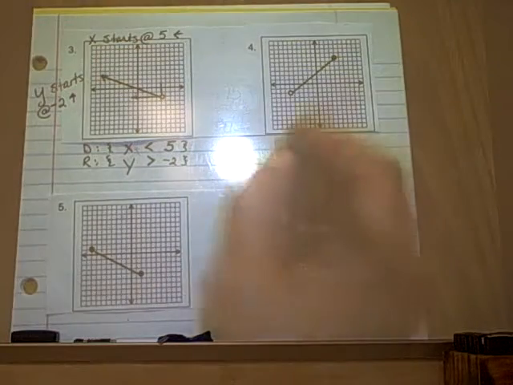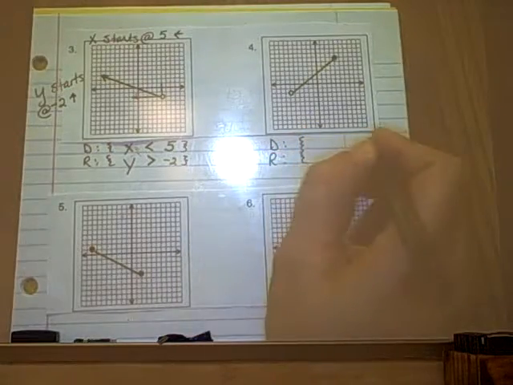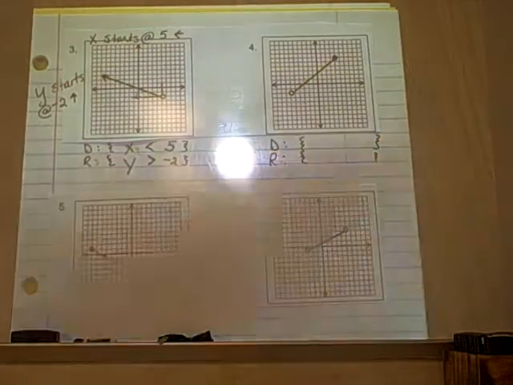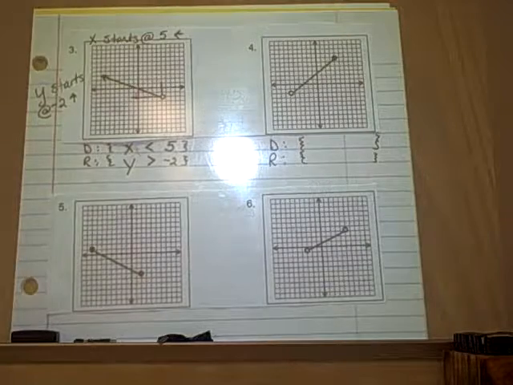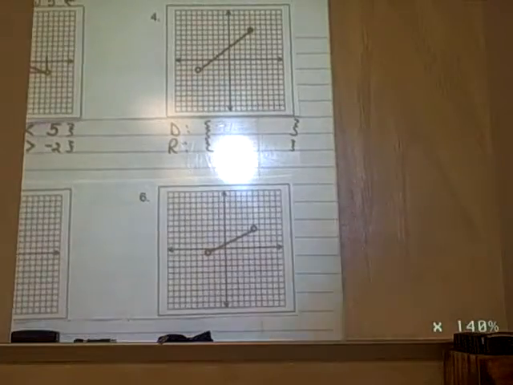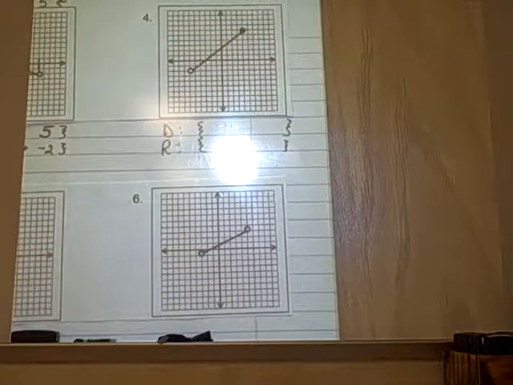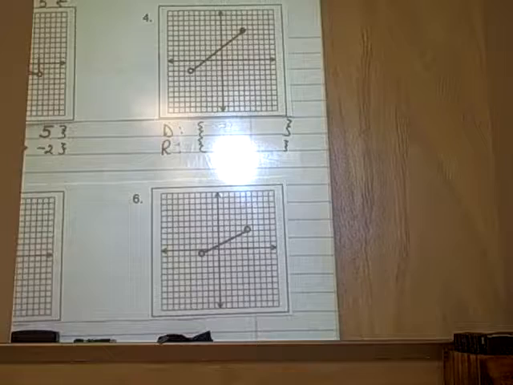Okay, so number 4. Go ahead and do your domain and range down here. What do you notice is different about this one? What's different about number 4? Yeah, it's got 2 dots, right? It's got a dot on each end. So earlier I said we had 1 dot, so we have 1 number. We've got 2 dots. What do you think is going to happen? 2 numbers. Funny how that works. Okay, 2 dots, 2 numbers.